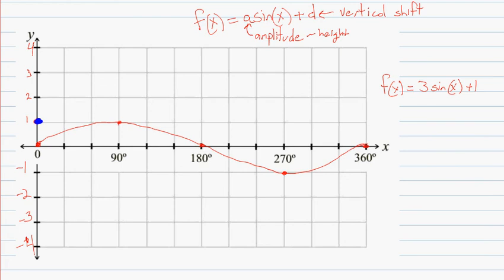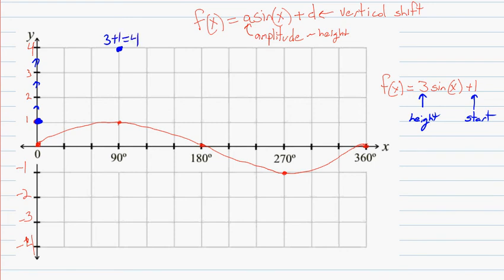And now from 1, we know that we go up to my maximum. But now my maximum is 3 higher than my starting point. So this is called my start. And this is my height. So I need to go up 3. So I need to go up 1, 2, 3. So my max is now going to be up 3 from 1, which is 4. 3 plus 1 equals 4.